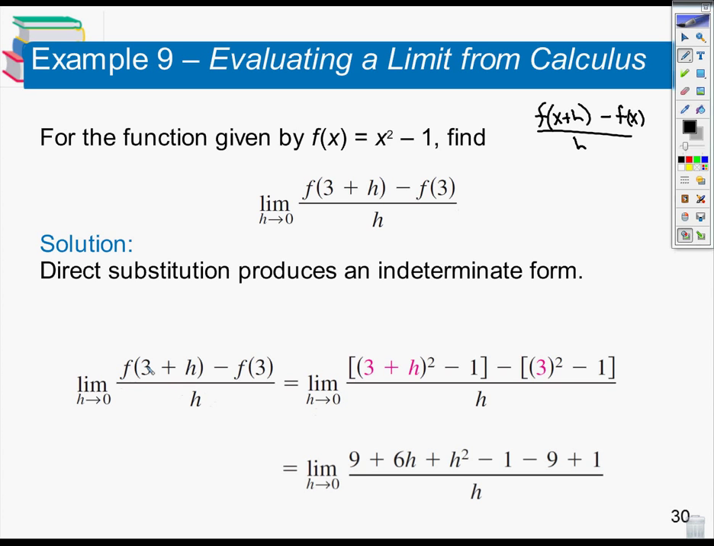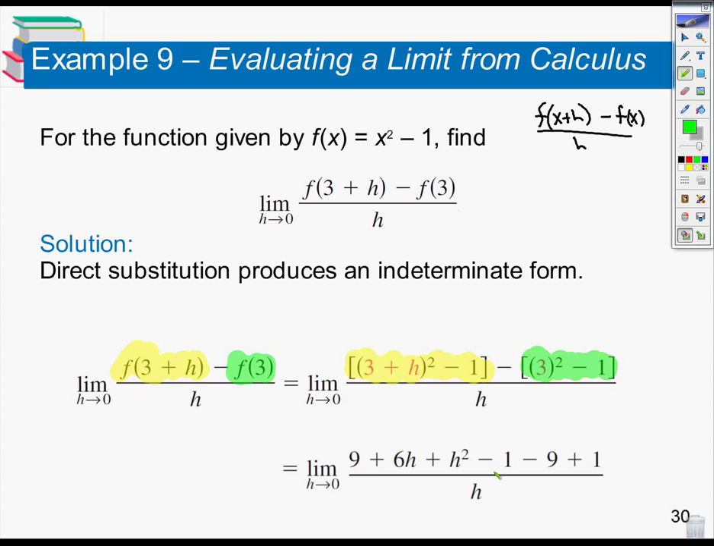Now, if I have f of 3 plus h, that's telling me that every place I have an x in my function f of x, I have to substitute 3 plus h, which is kind of weird, but let's go for it. So I have 3 plus h, squared, minus 1. That takes care of the first part, f of 3 plus h. And then the next part says f of 3. Well, f of 3 means I just put a 3 into the equation, and I still have h on the bottom.